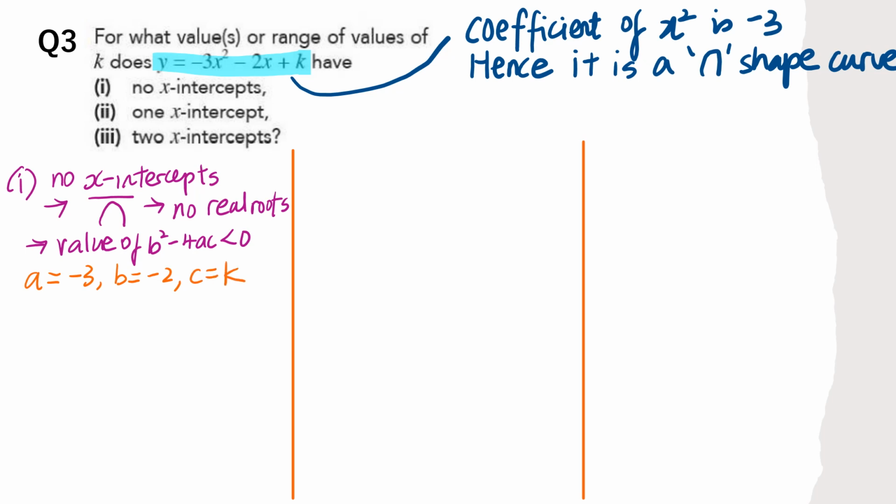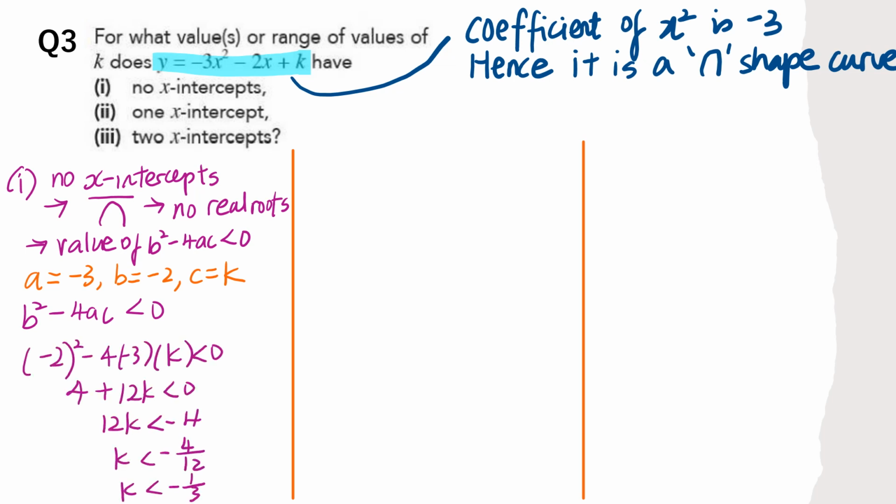You're going to compare your quadratic curve with the quadratic expression ax squared plus bx plus c equals 0. Write down the values for a, b, c. Substitute into your b squared minus 4ac less than 0. The important thing to take note of here is that the value of b is a negative value, hence it's important to bracket it. The bracket must be there. So we simplify it and then you would get k less than negative 1/3 for the first part.